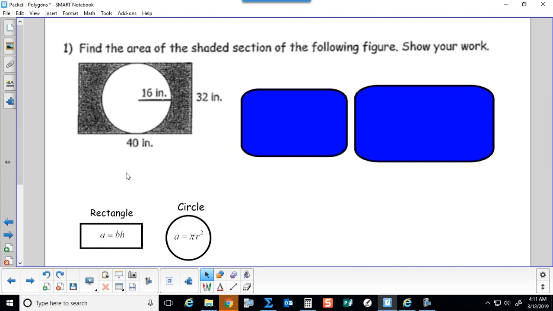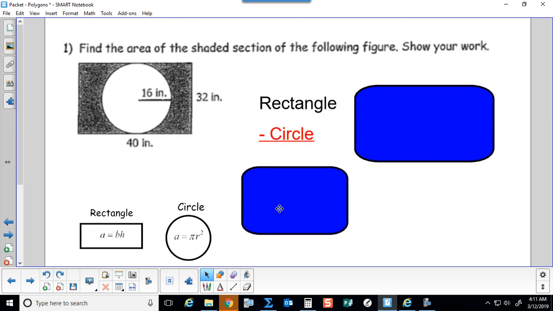Find the area of the shaded section of the following figures. Show your work. So first identify the two shapes we have. We have a rectangle and we have a circle. So in order to find the shaded region, we take the area of the rectangle minus the area of the circle. So go ahead and do that.